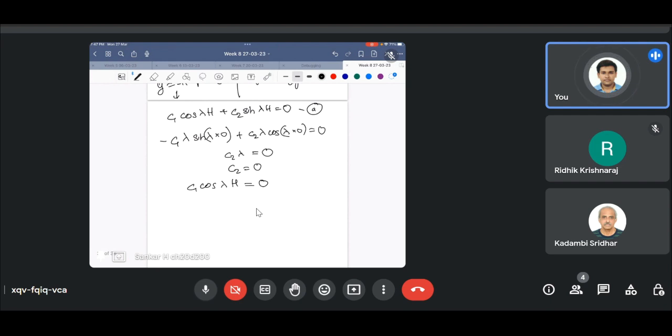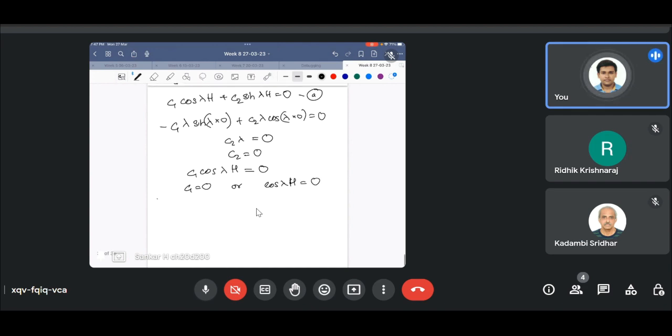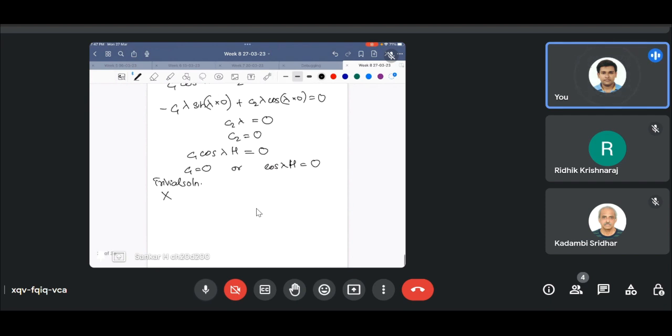Now, we can either write C1 equal to 0, or we can write cos lambda h equal to 0. If we write C1 equal to 0, we'll again get a trivial solution where both C1 and C2 are 0. Therefore, we can't go this way. So, we have to obtain where cos lambda h is 0. And when does cos lambda h become 0?